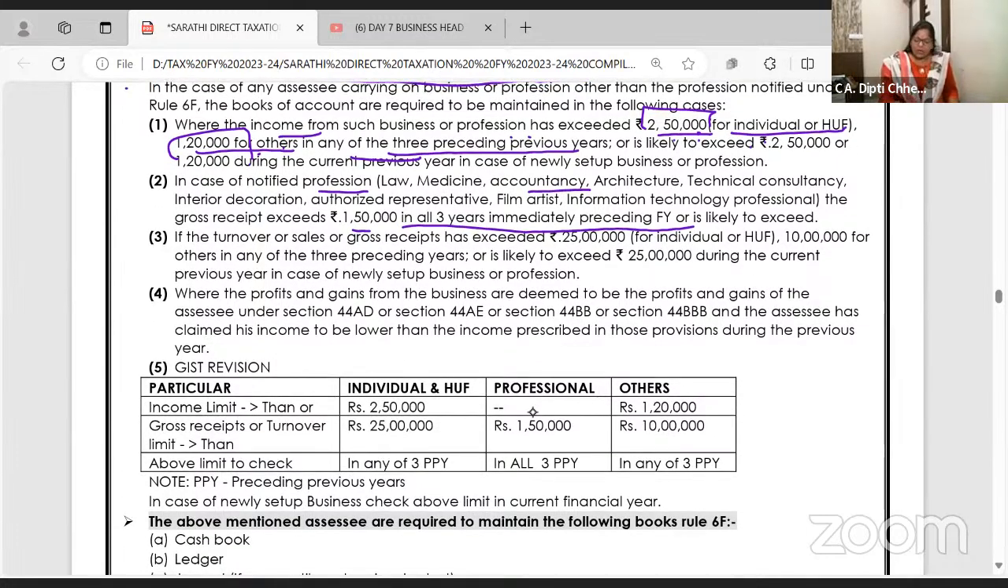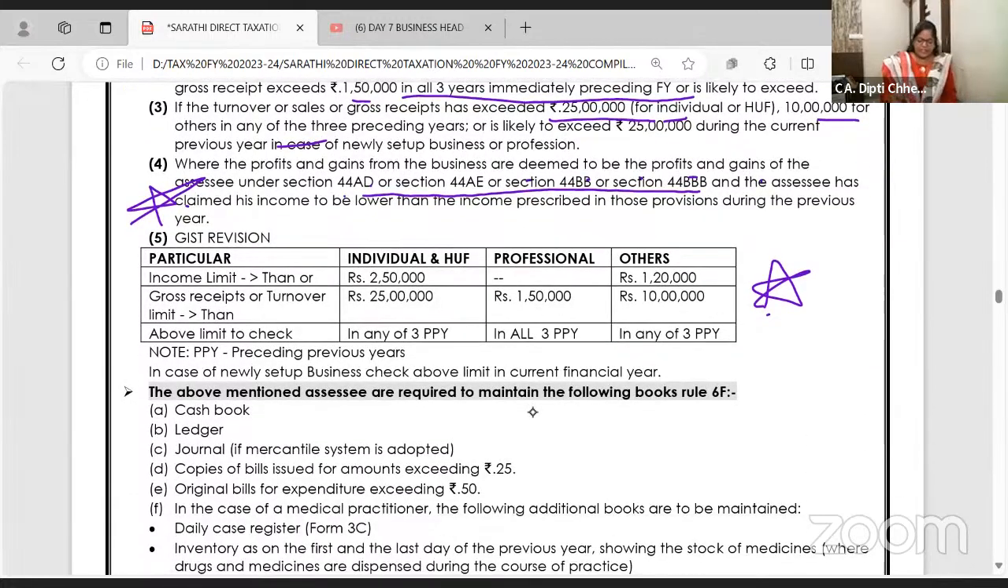And if the turnover or gross receipts exceed 25 lakhs for individual and HUF, 10 lakh for others. I know these are the limits, but you will have to remember, and for that, this is my booster note. Right. Now, where the profits and gains are deemed to be the profits on a presumptive basis, this I have not taught you. I'll teach you later. Abhi dekho isko exam ke liye kaise yaad karenge.